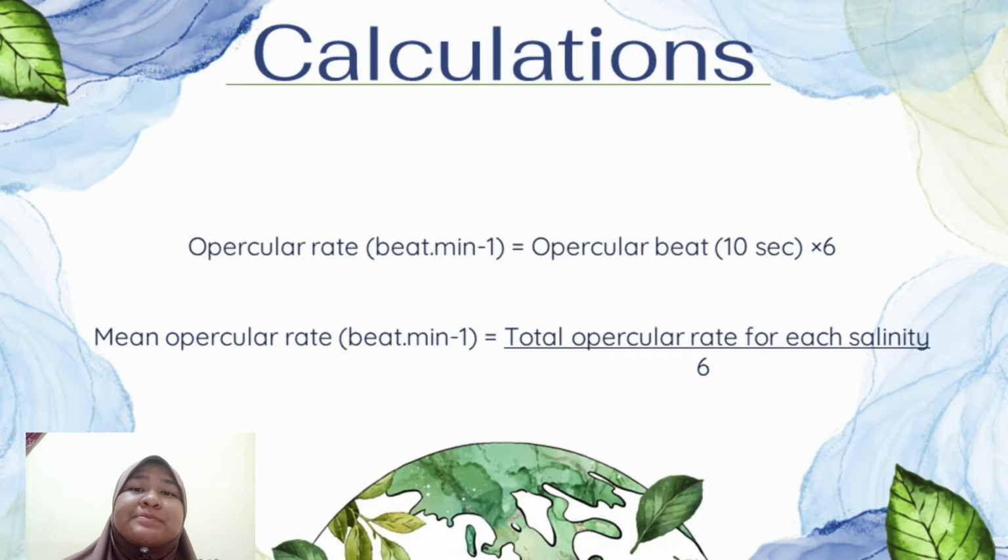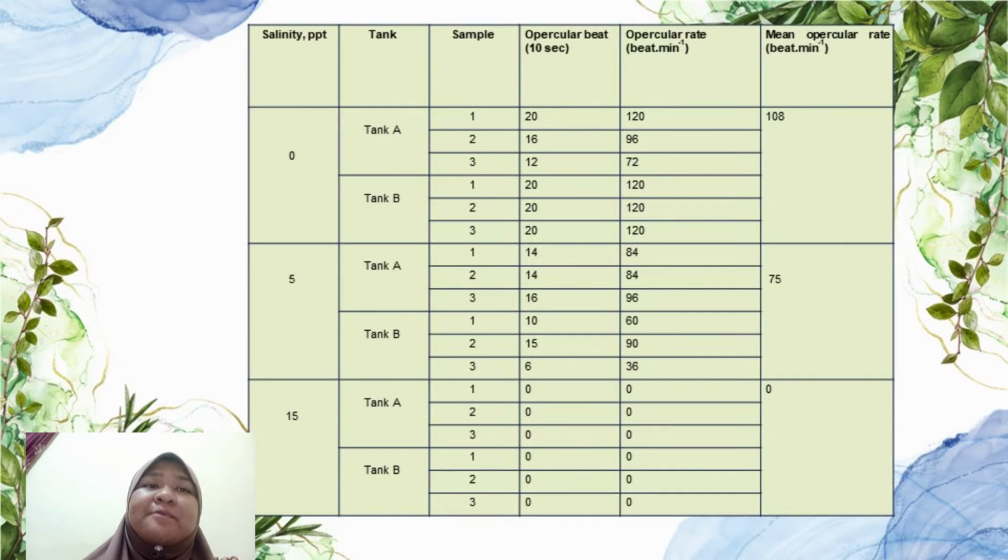For the mean opercular rate, we can find it by dividing the total opercular rate for each salinity by 6, because as I mentioned before, we are using 2 tanks, and each tank has 3 samples. So in total for each salinity we have 6 samples, so we divide by 6. So this is the result.